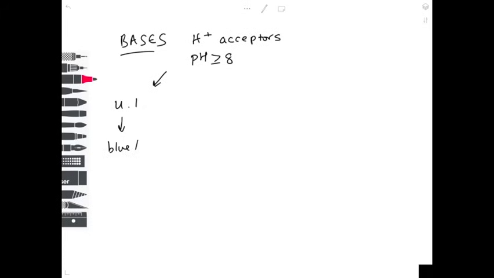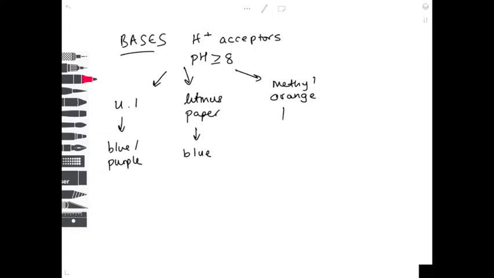Let's look at bases now. Remember that these are hydrogen ion acceptors. Again, we need an in-depth knowledge of the colour that all the indicators turn. Remember that a base has a pH greater than or equal to 8, so they will turn universal indicator blue or purple. Litmus paper again will turn blue. Methyl orange unluckily doesn't turn blue, it turns yellow.